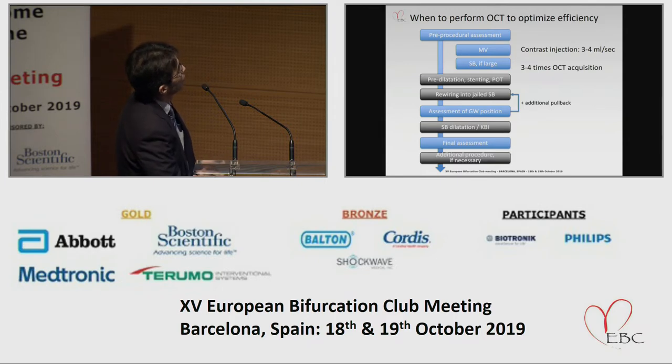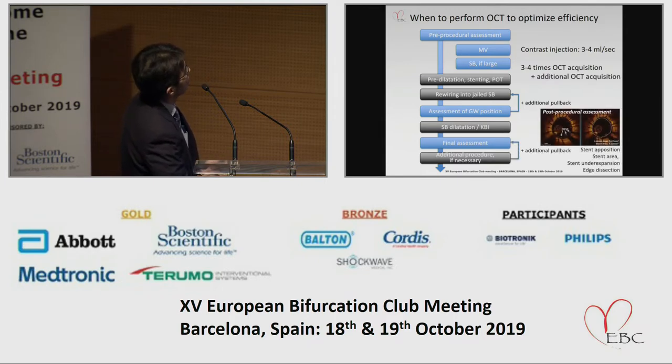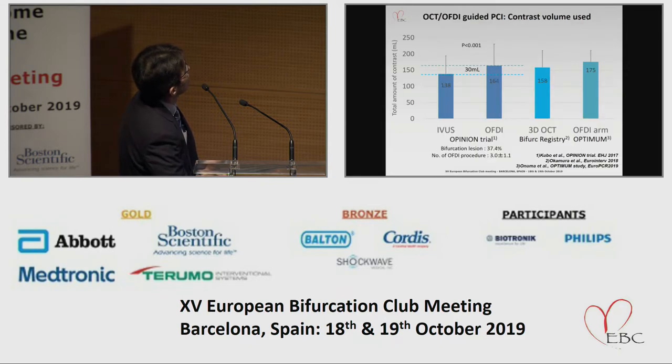However, we need an additional pullback for confirmation of the rewiring, and if I see stent malapposition and stent underexpansion in the post-procedure, we need yet another pullback. So the contrast volume used during OCT-guided PCI is significantly higher than with IVUS guidance. That is 30 milliliters higher than IVUS.